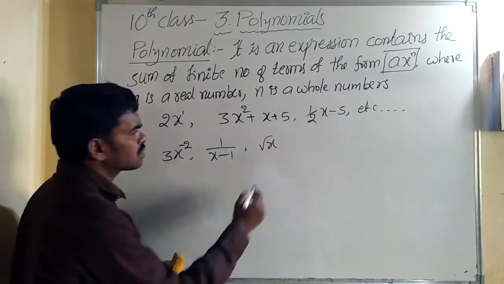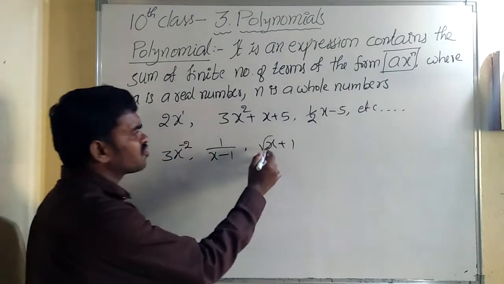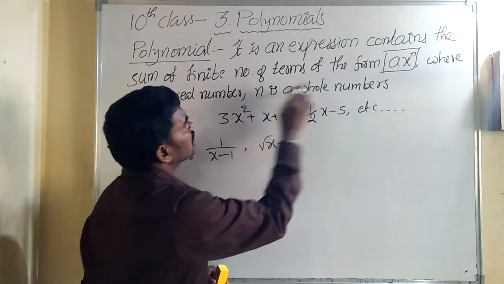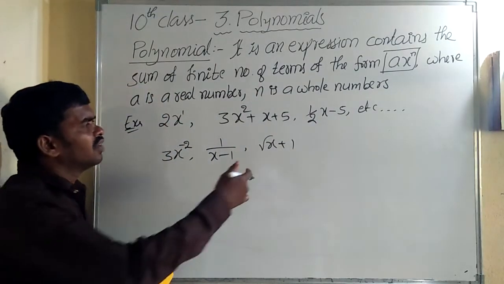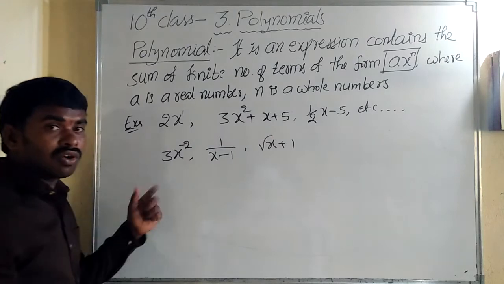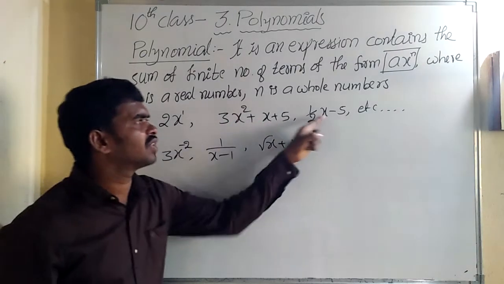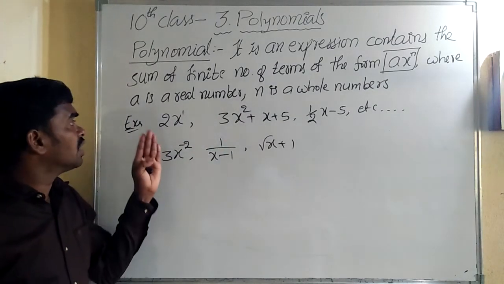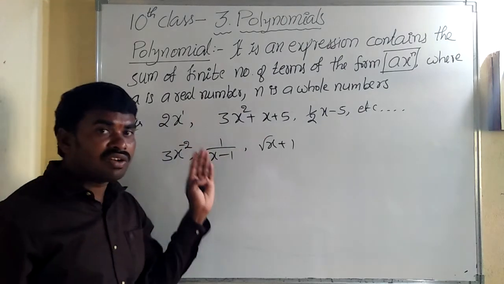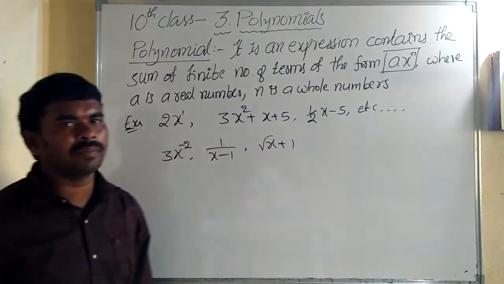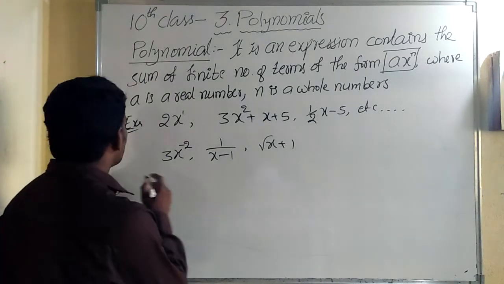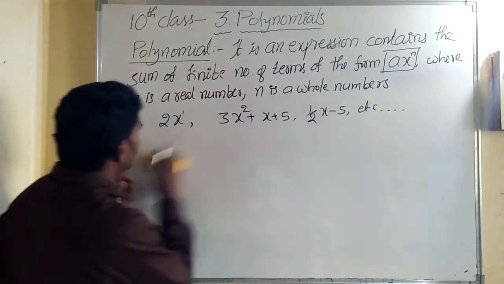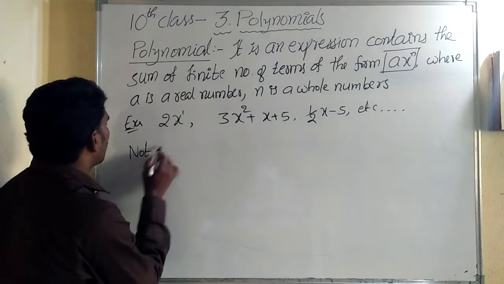And say root x plus 1. Root x means x power 1 by 2, and 1 by 2 does not belong to the whole numbers, so n is not a whole number. Like that we can give many examples. Not only in terms of x, we can give examples in terms of y also, because the variable is not only x; we can express polynomials in the variable y also. So I am going to give the not-polynomials.